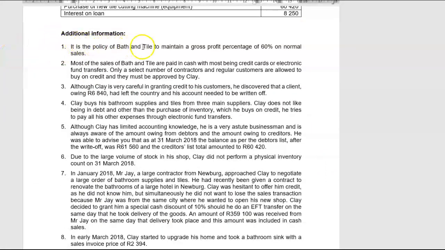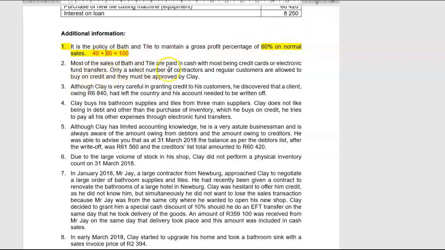Right, let's start with the additional information. It is the policy of Bath and Tile to maintain a gross profit percentage of 60% on normal sales. So what would our profit formula look like? Our profit formula would look like this: 40 plus 60 equals 100. Good. 60% on normal sales, 60% of our selling price.